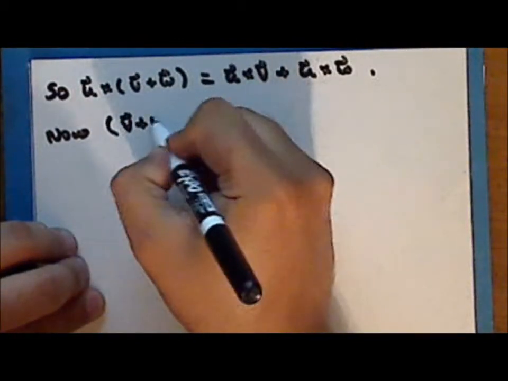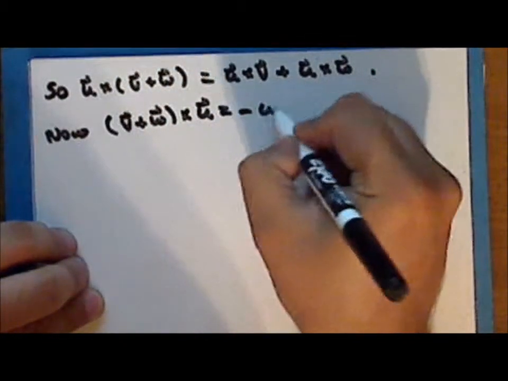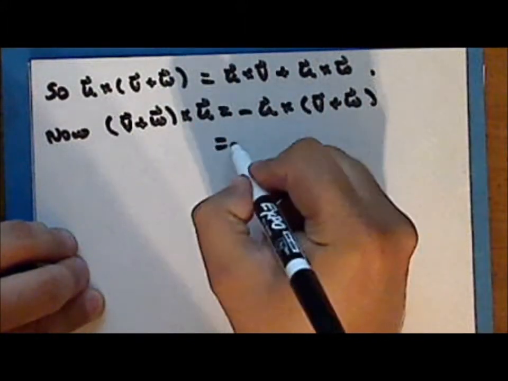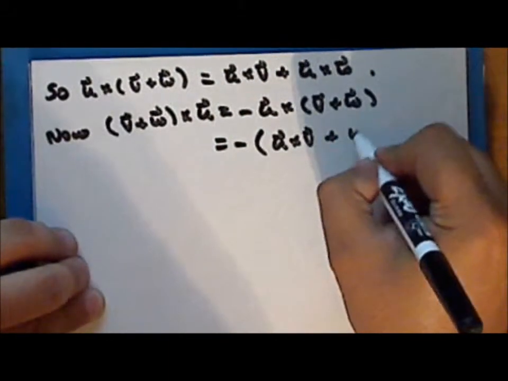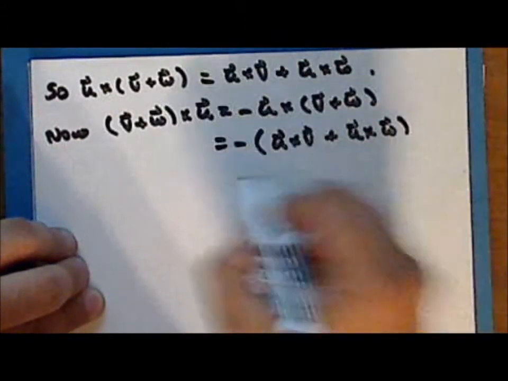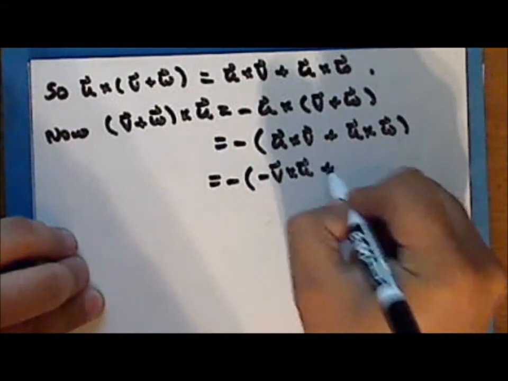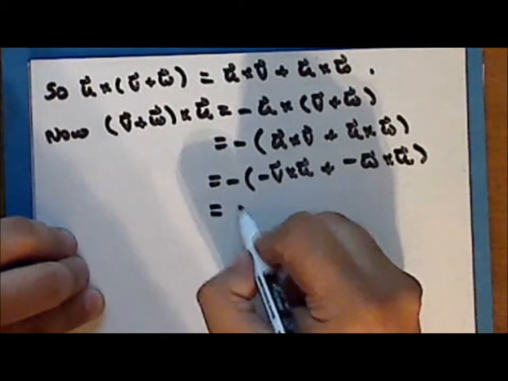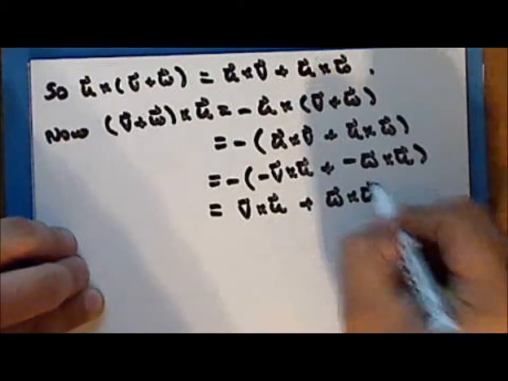the quantity v plus w cross u is the negative of u cross the quantity v plus w, which is the negative of u cross v plus u cross w, which is the negative of v cross u plus the negative of w cross u, which is v cross u plus w cross u. And so the left and right distributive laws hold for the cross product.